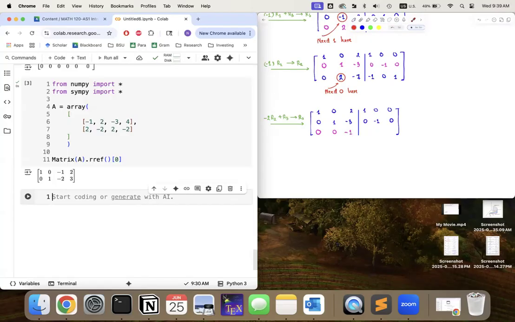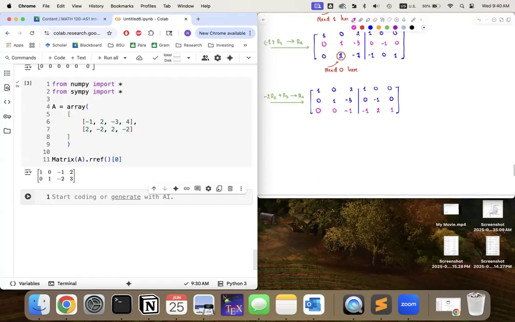Then you do -1. -2 times 0 is 0, add with -1 is -1. Then -2 times -1 is +2, add with 0 is +2. Then the last entry, -2 times 0 is 0, add with 1 is +1. So you're done with the second row. You have the leading one, and the entries above and below that are zeros.